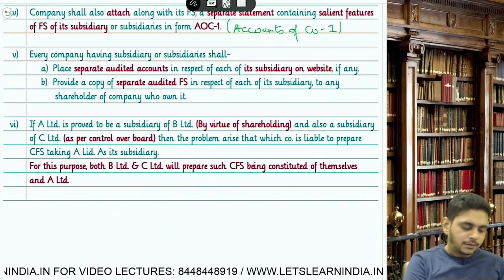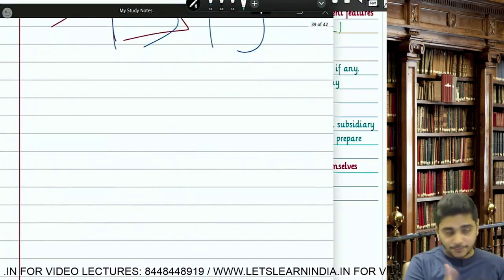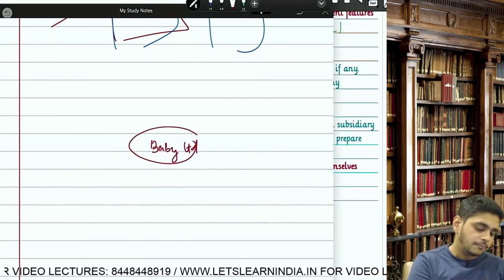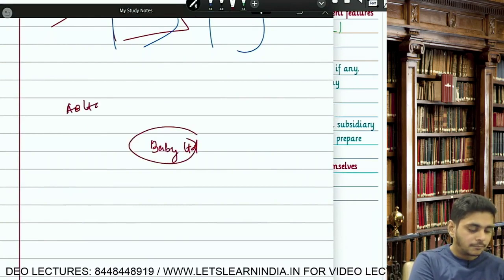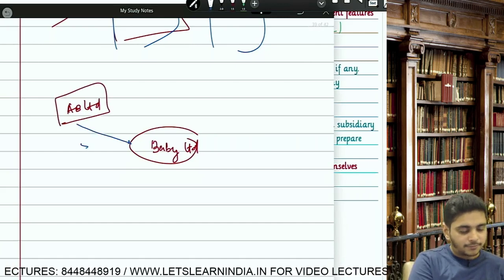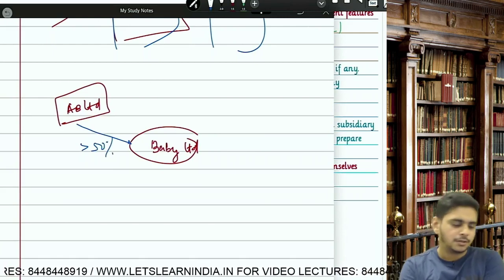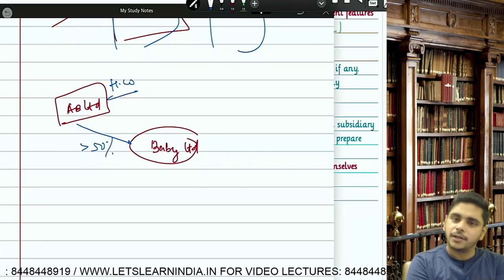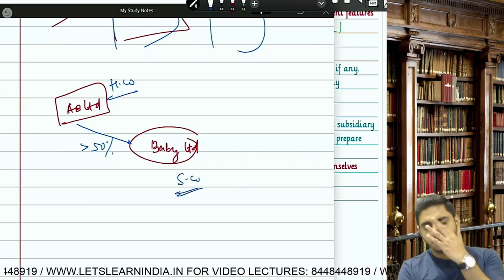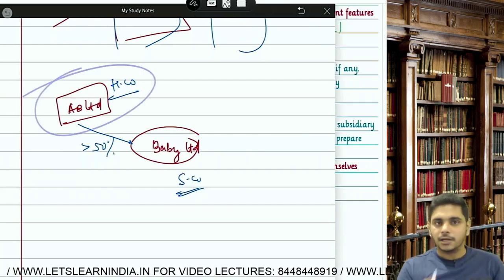Now, imagine, hypothetically, AB Limited has invested more than 50% of the paid up share capital of Baby Limited, so AB becomes the holding company, Baby becomes the subsidiary company. Who will do conso? Sir, AB Limited. Clear?